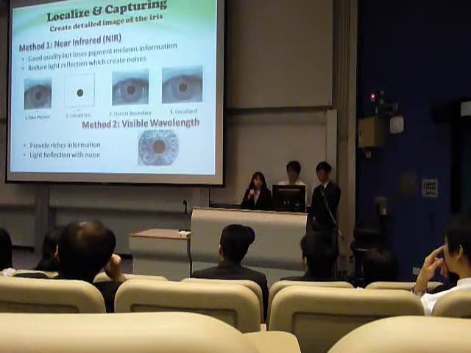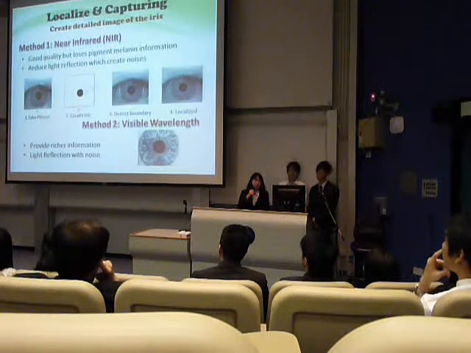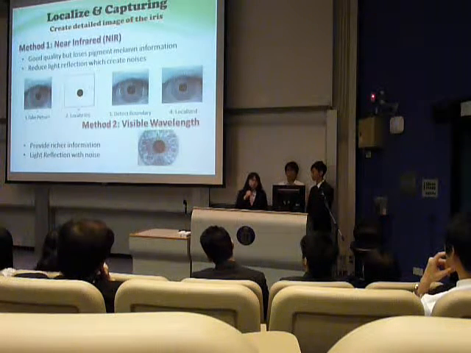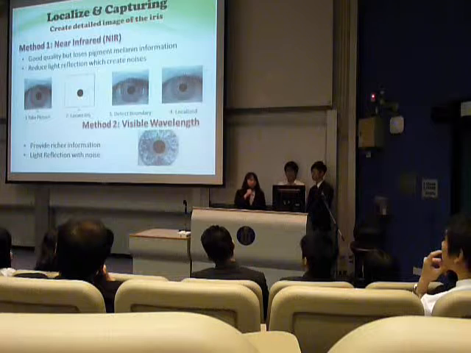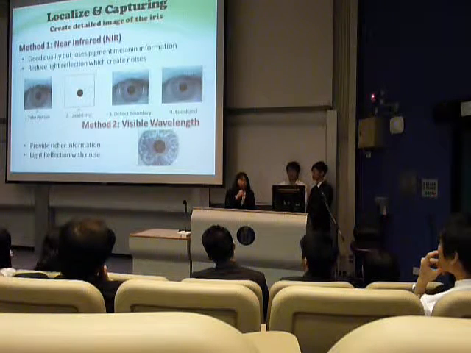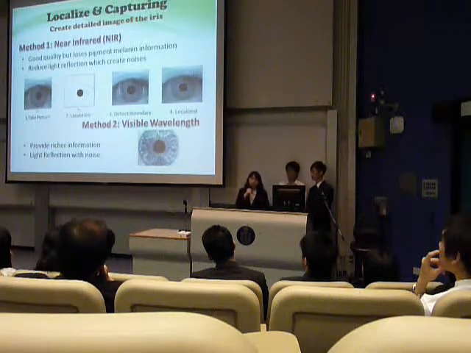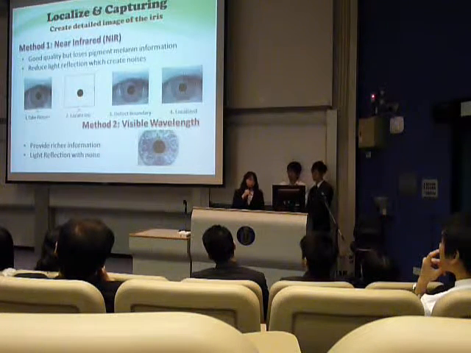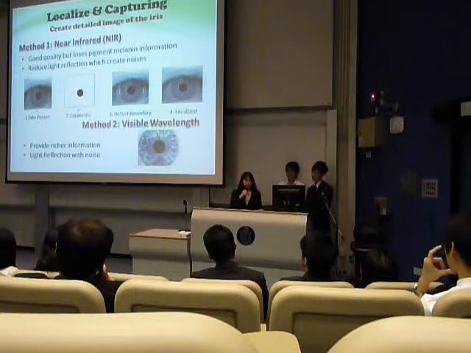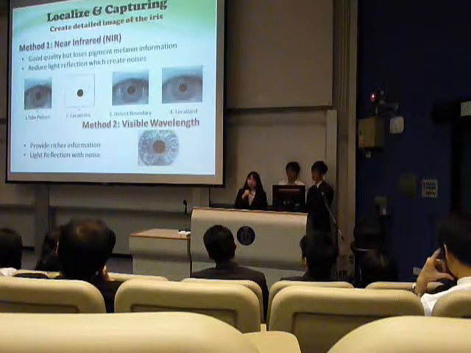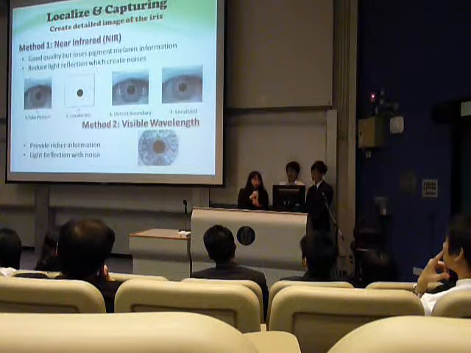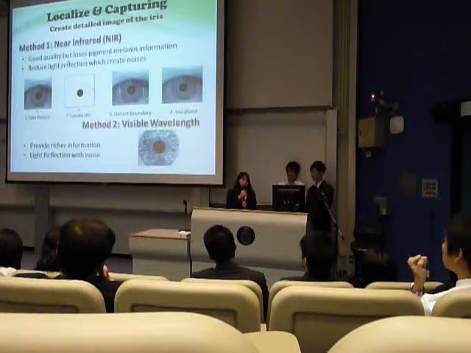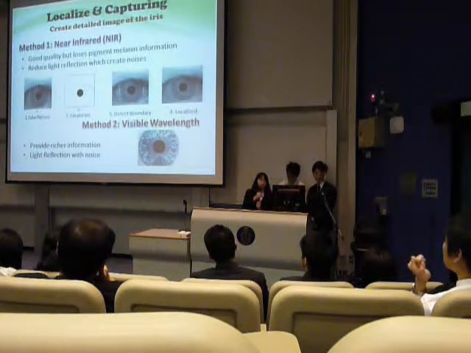The first one is localize and capture. This is namely how do you capture a good quality image for analysis. And we have mainly 2 ways. The first method is near-infrared imaging, which is called NIR. It is the most popularly used nowadays because it can capture the best quality. Because it is in black and white, there's no light reflection, and you can keep the quality of the photo. However, because it's in plain color, it does not contain the information about the color of your iris.